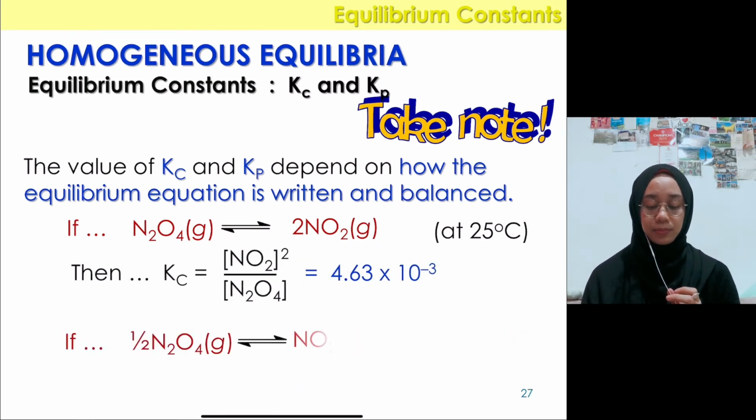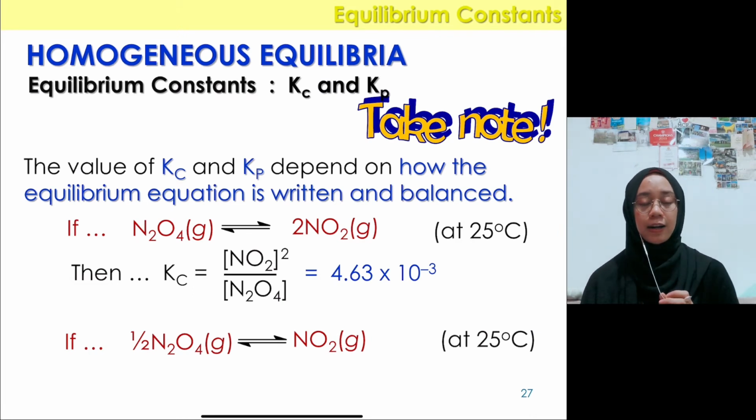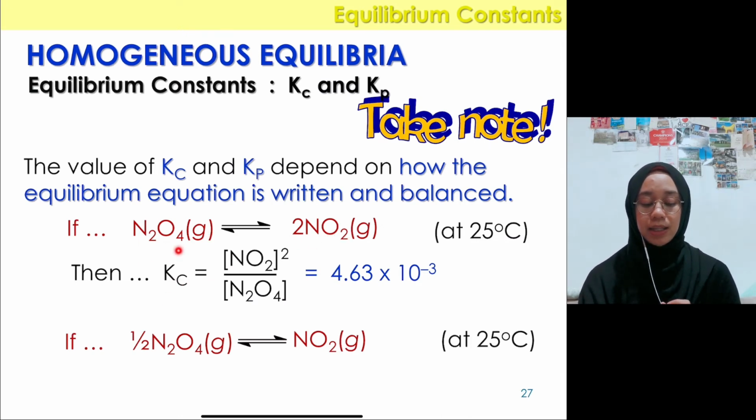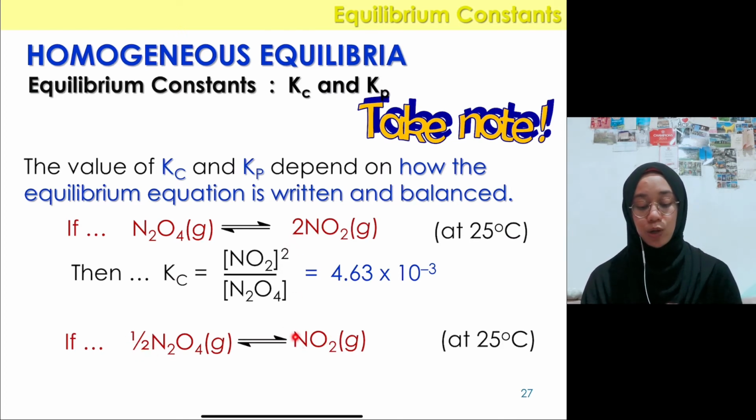Okay, so in this case, we still use our initial equation from earlier, which is N2O4 produces NO2, where the KC initial is 4.63 exponent negative 3. But what happens now is it doesn't flip, N2O4 is still our reactant, but it multiplies the whole equation with a factor of half. Okay, because this one is given half, so this 2 divided by half gives 1 for NO2.